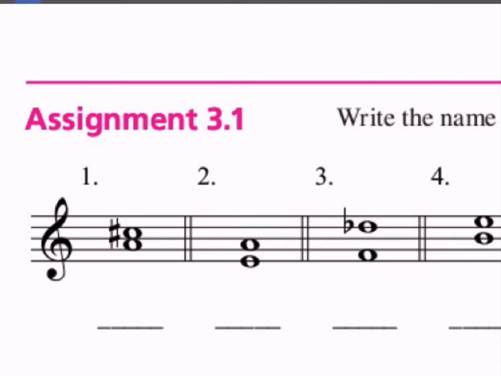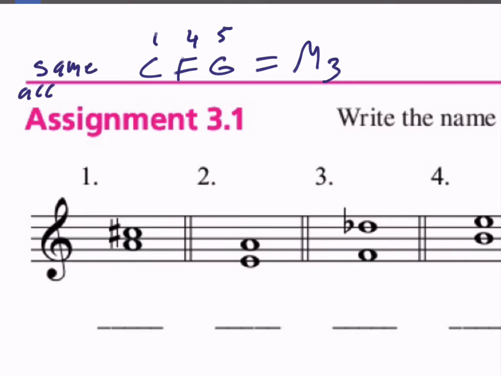So C, F, and G, and any one of these based upon C, F, or G would create a third that's major, so long as it's based upon C, F, or G and has the same accidental. It's going to be a major 3.